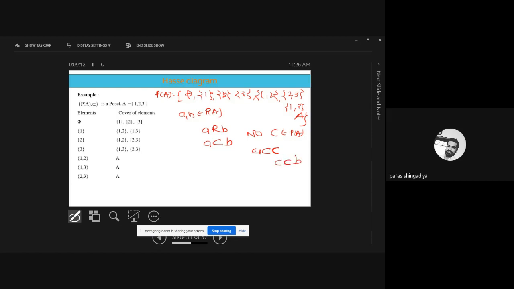There should not exist any third entry C from the poset A which we can consider as a subset C and C subset B. Clear? So let's start with the first entry, that is 5. Which element is the cover element of 5? Clear? So 5 is not a cover element of 5.